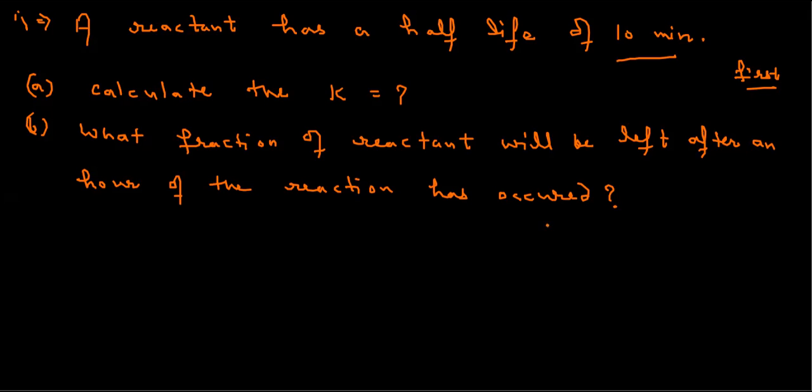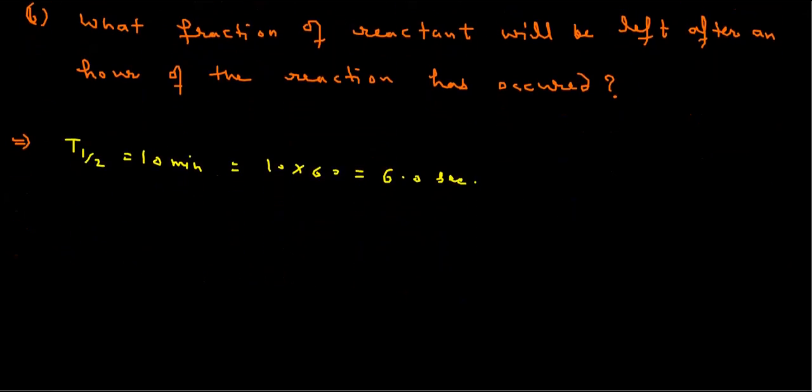Okay, so the half-life is already given as 10 minutes. So can we write that T half is equal to 10 minutes? You can convert into seconds if you want to, or you can also find it in minutes. It is better to find it in seconds. So 10 into 60 becomes 600 seconds. So this is T half.